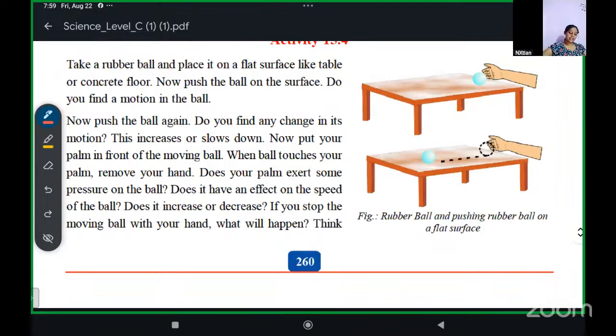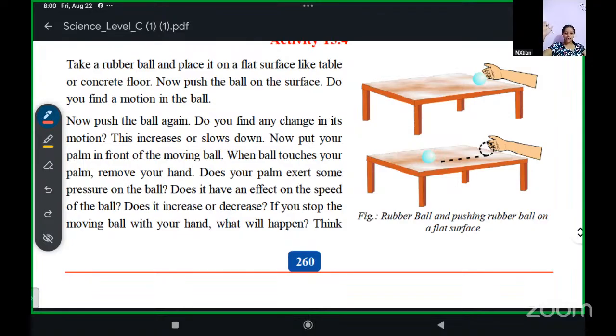This is also another activity. Take a rubber ball and place it on a flat surface like a table or concrete floor. Now push the ball on the surface. Do you find motion? Push the ball again. Do you find any change in its motion? Does it increase or slow down? Now put your palm in front of the moving ball. When the ball touches your palm, remove your hand. Does your palm exert some force? Does it have an effect on the speed of the ball? Does it increase or decrease? If you stop the moving ball with your hand, what will happen?